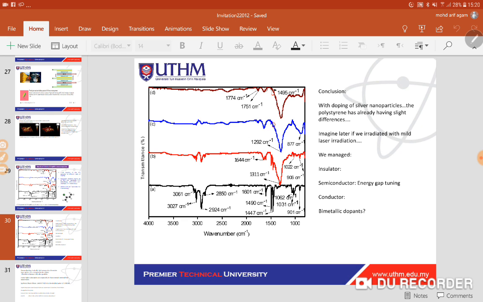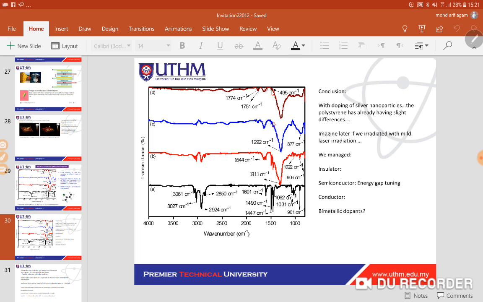Now with doping of silver nanoparticles, the polystyrene already has slight changes, and if we irradiate it, that will be our future research. And we also managed to prove that it can become an insulator. We can also prove that it can become a semiconductor. This is part of our ongoing research.